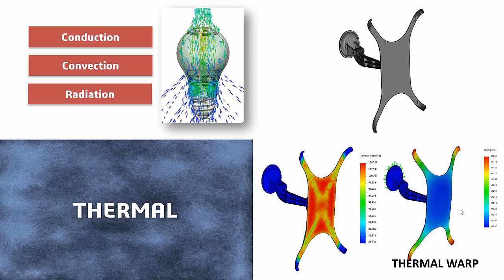Now, is this warp going to affect the clamping force applied to the iPad? Is the iPad going to slip out and fall? So that's the kind of information you can get from just running a really simple thermal analysis to see the influence of temperature on the structure.